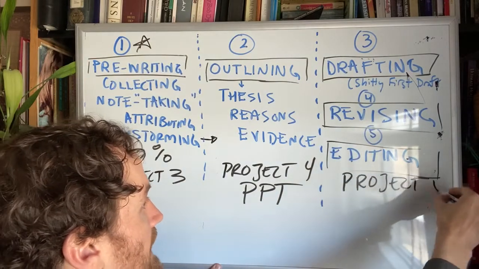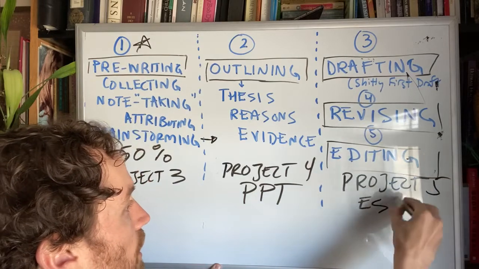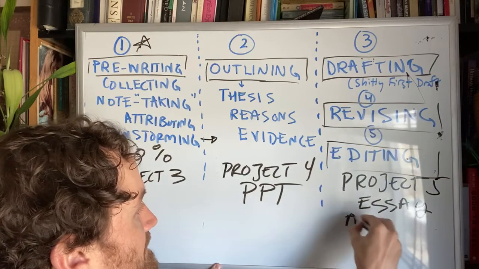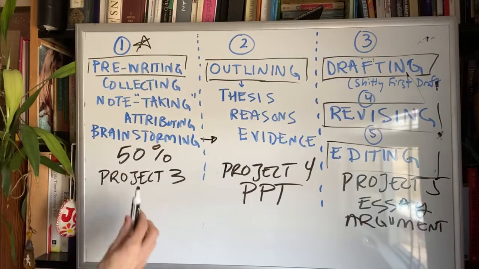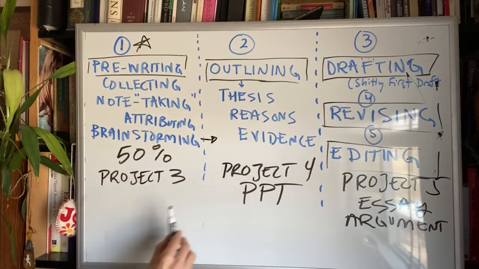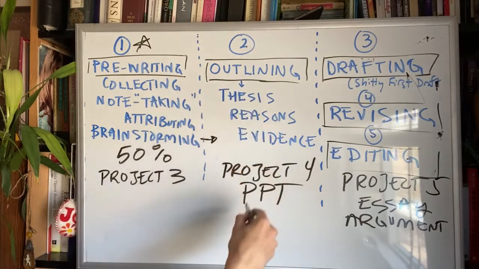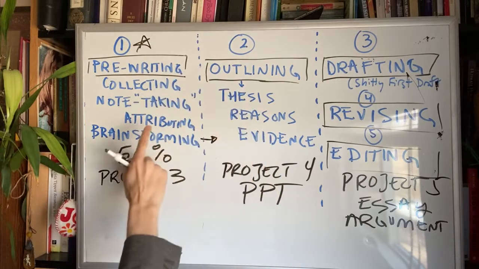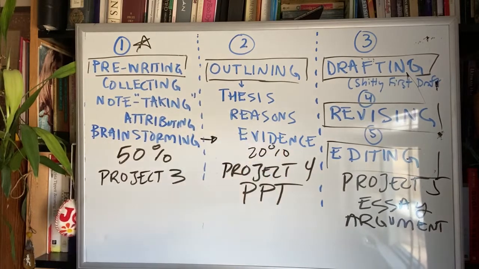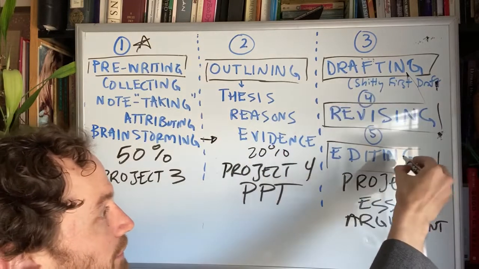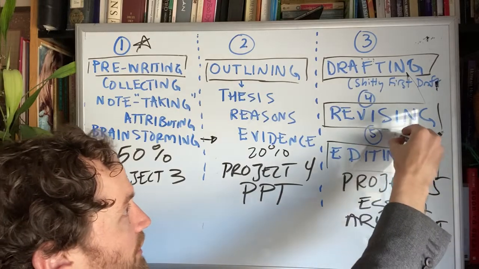Project 5, which is an argument essay. So we're spending a lot of time on this. Estimates, you're outlining, getting that right. Hopefully you're doing that as you're doing this. That should be about 20% of the process. And then this big part is the other 30% of the process.